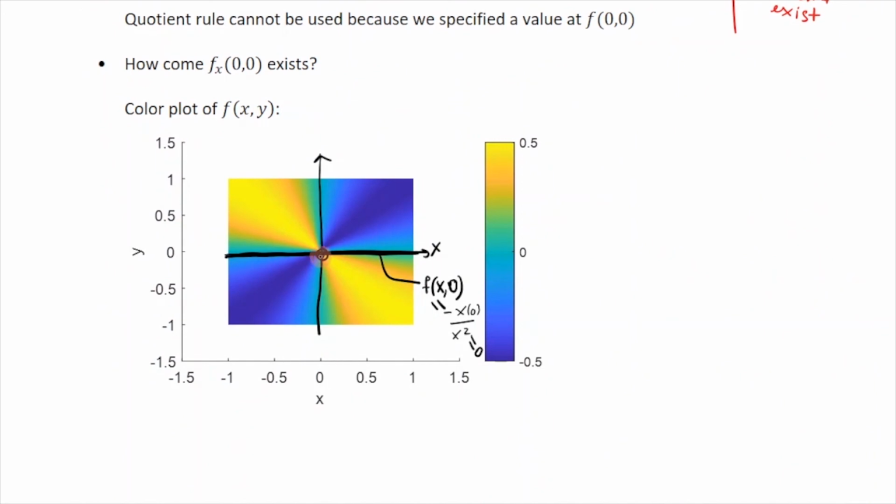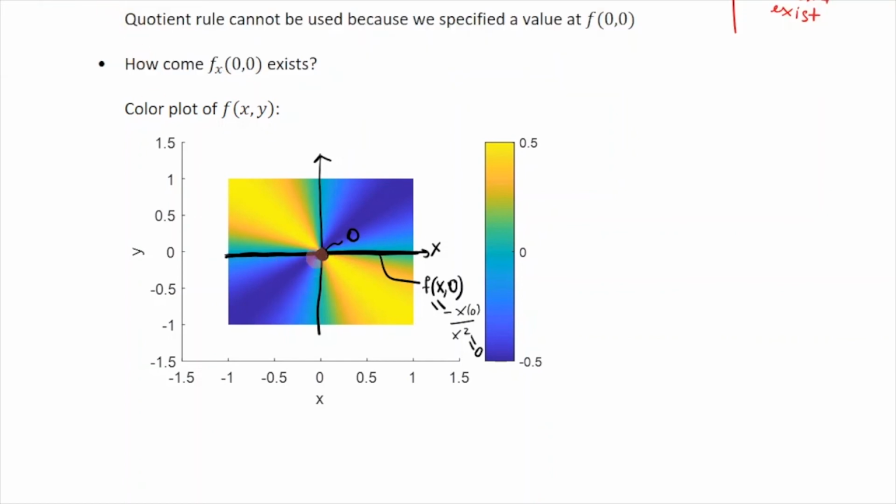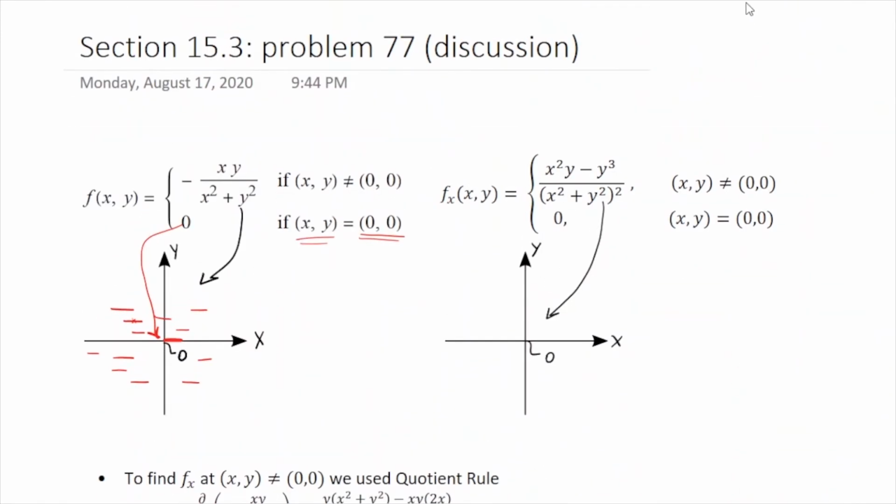So when you read off the entire function, you find that as long as we're just looking at the x-axis, everywhere we see the value of the function equals 0. When this happens, it means that fx at 0, 0, which is the rate of change along a line like this, is going to be equal to 0 because you're just seeing a constant value. Yeah, so I think that's all I wanted to discuss for this problem.